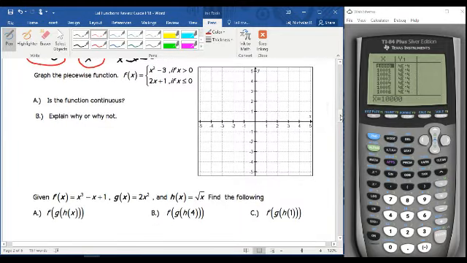Let's graph this piecewise function. Is the function continuous? Explain why or why not. So we have x squared minus 3 if x is greater than 0, and 2x plus 1 if x is less than or equal to 0. So x squared minus 3. Let's graph our parabola first. First thing we need to know is we start at the origin and we downshift 3. Let's do this function in red. So we downshift 3, 1, 2, 3, and then we have x squared minus 3. So I'm going to draw a standard parabola.